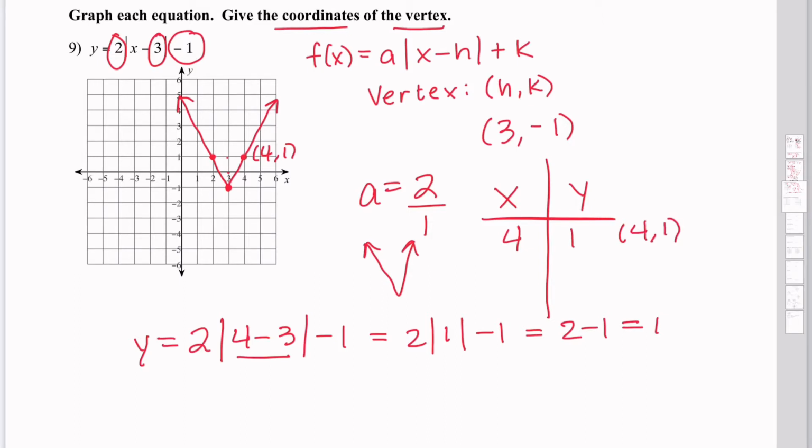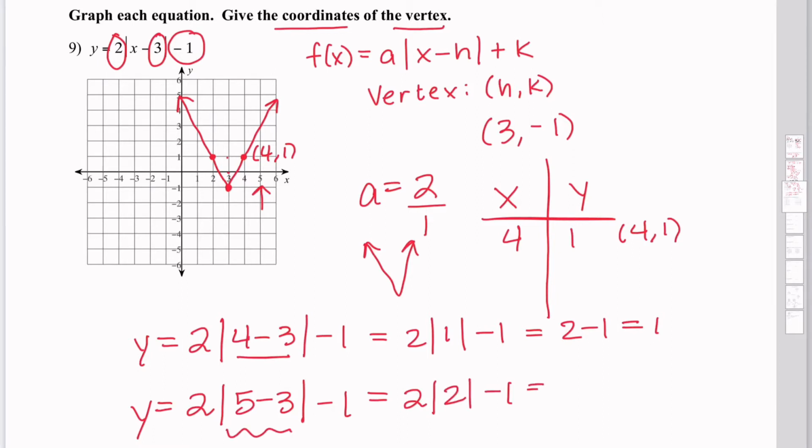So we still end up with that coordinate 4, 1. Let's choose another point. Let's choose x equals 5. So y equals 2 times 5 minus 3, minus 1. When we simplify, this part ends up being 2. Minus 1. 2 times 2 is 4, minus 1 equals 3. So another coordinate will be at 5, 3, which we did predict, by the way. It's right here. So that's another way to graph functions like these. Just make a table of values and connect your points, and you'll make your graph.